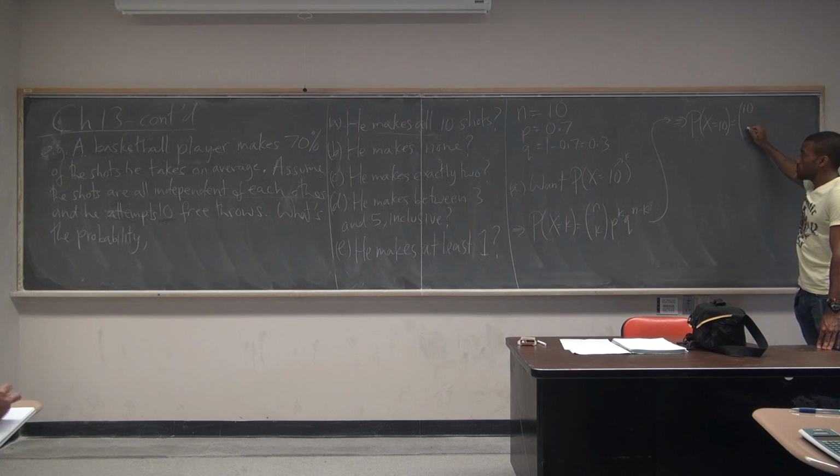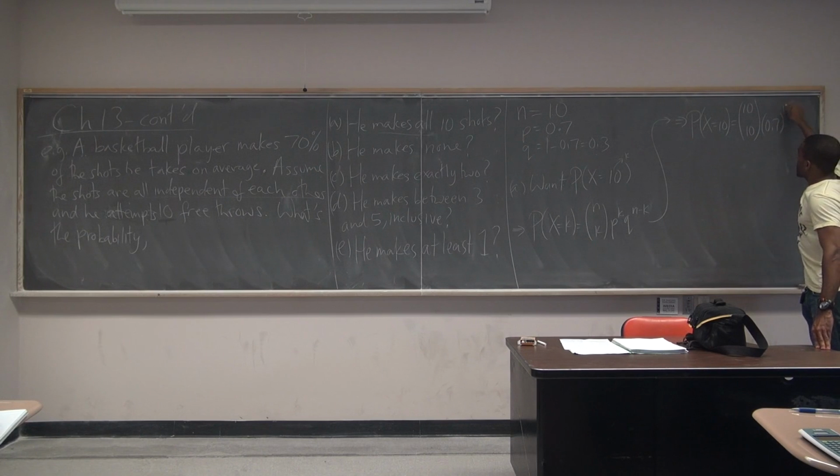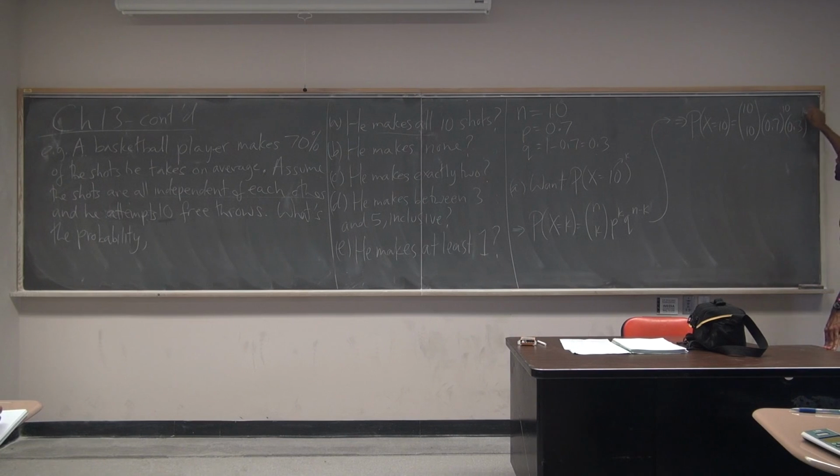10 choose 10, p to the 10, q to the n, so this is q to the 10 minus 10, right? Now, if you plug this into your calculators, 10 choose 10 is actually just 1, right? This will be 0.7 to the 10, and this will be 0.3 to the 0, which is also just 1. So this answer here is 0.7 to the 10.